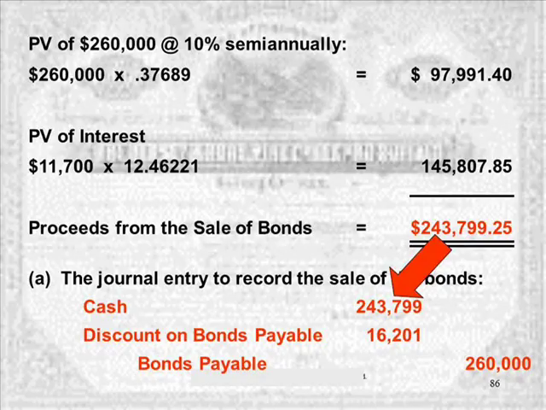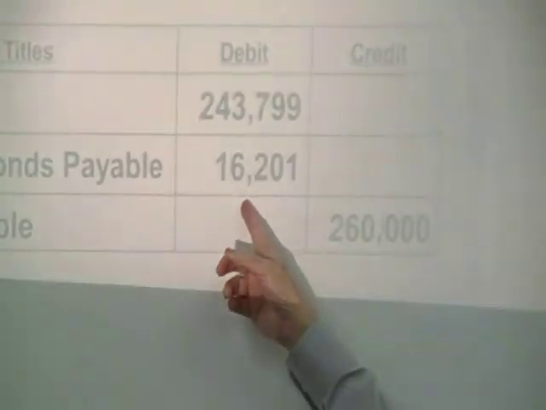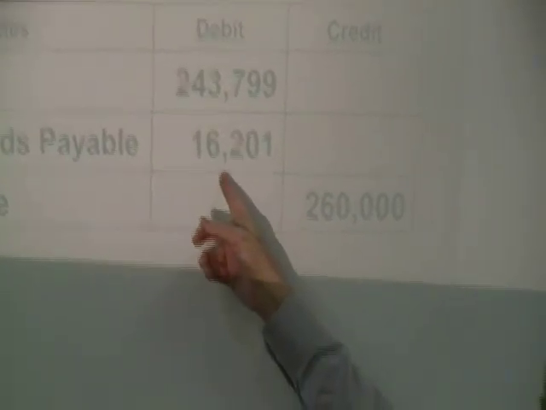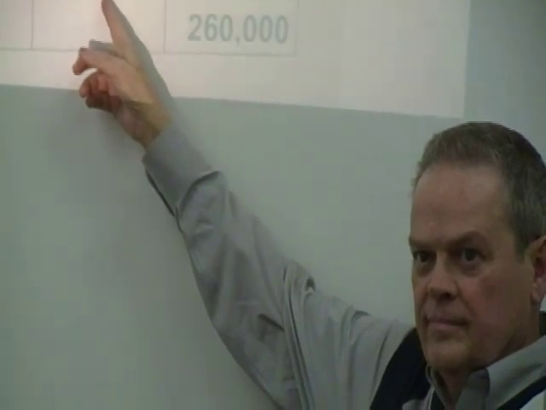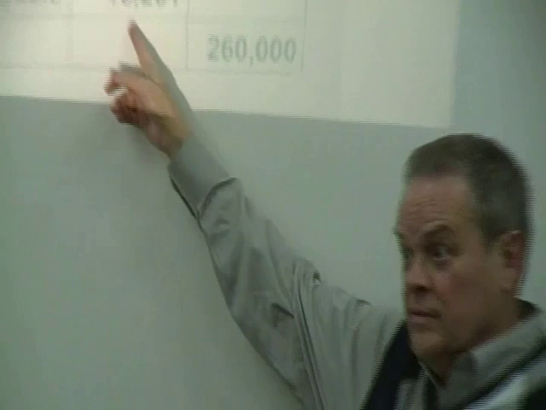I'd like to talk to you about what we're trying to accomplish with amortization. If you think about the calculation that we made, let me refer to that journal entry one more time. Debit discount for $16,000, credit bonds payable for $260,000. We have well established that we have to pay back the full $260,000. What should the balance of discount be when we're ready to pay off this bond? Zero. There should be no discount.